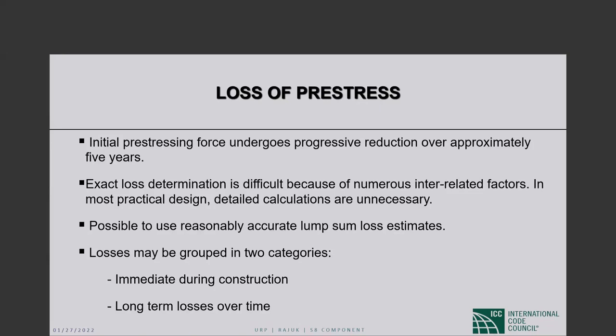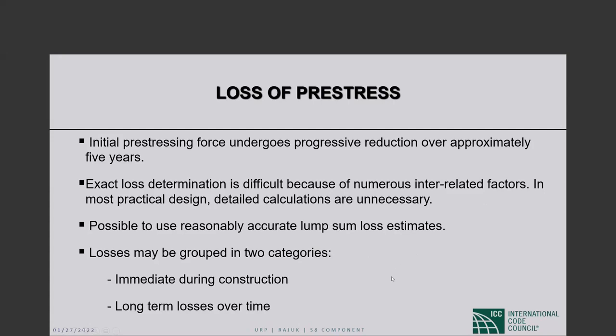And camber is very hard to predict. We can also try to predict camber, but it's very difficult at the end knowing what the real camber is. And I'll talk about camber in a future slide here. So most of the time, we end up using reasonable lump sum loss estimation. So it's not accurate, but they are conservative. Of course, if you have an efficient computer program, you can do the detailed loss calculation pretty easily, but we can get away with the lump sum loss also with reasonable accuracy.